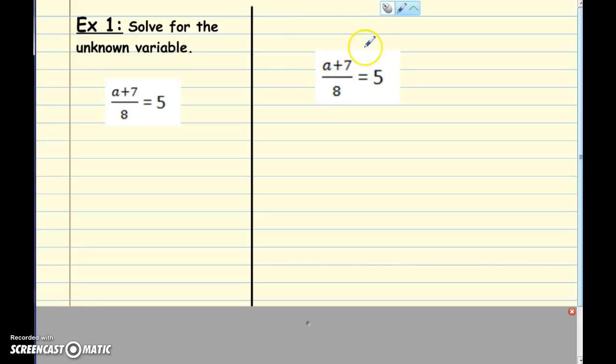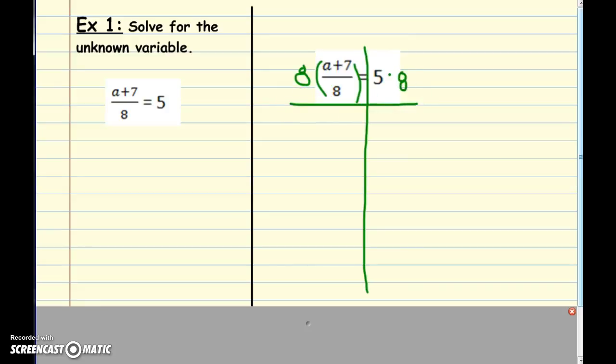So I'm going to draw my line, and then I'm also going to say, okay, well, I don't know a, so what's the first thing I'm going to do? Well, backtracking, I'm going to multiply both sides of my equation by 8. I'm going to draw this line, and the reason why I do that is my 8's are going to cancel. Anytime you multiply by 8 and you're dividing by 8, that leaves you with a plus 7 on this left-hand side equals 5 times 8.